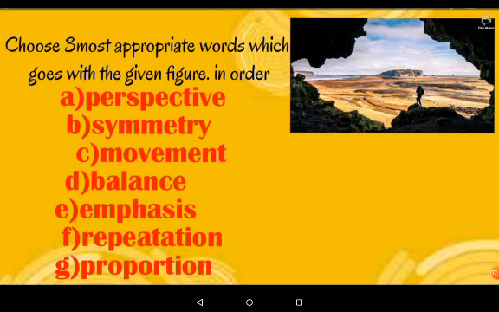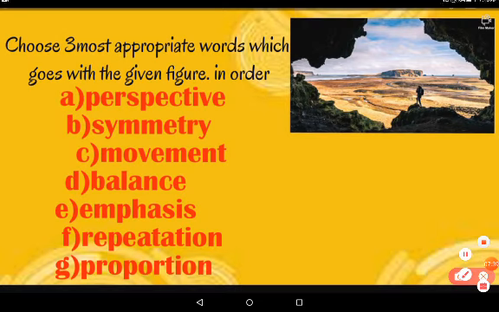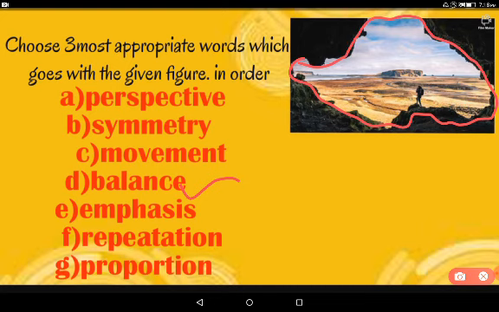Now this is the next question to discuss with. Choose three most appropriate figures. So it's clear that there is balance, and also there is emphasis, because this whole part is emphasized by this black surrounding. Okay, yes, there is emphasis, there is no repetition, there is proportion, there is no movement, symmetry, or perspective much.